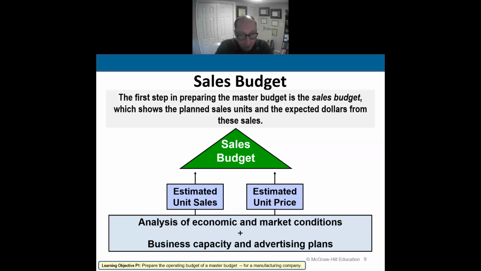The sales budget also helps with economic and market condition changes. If I know it's not going to be a good year for sales, I'm probably going to decide to make less. So these are things we consider in the sales budget process.